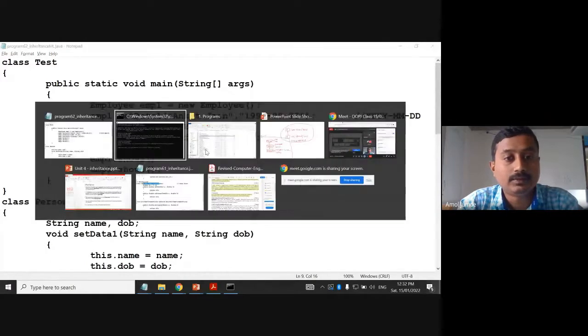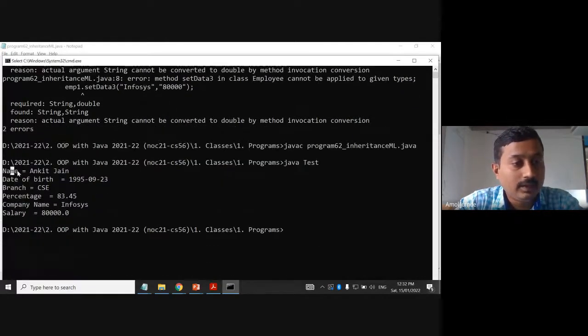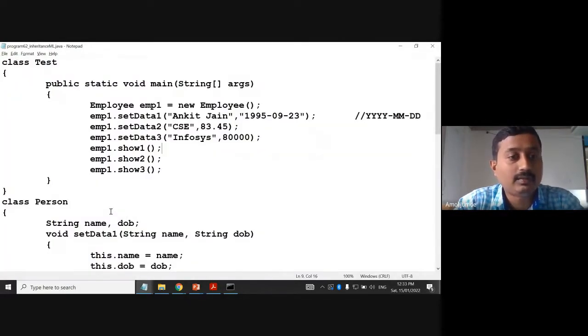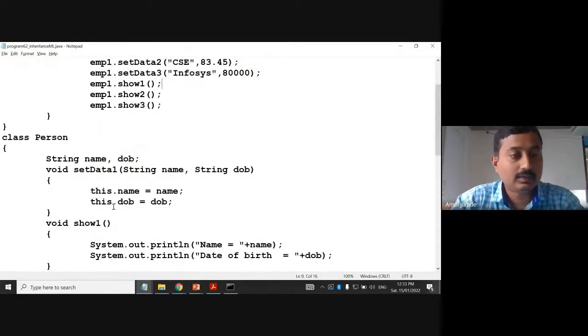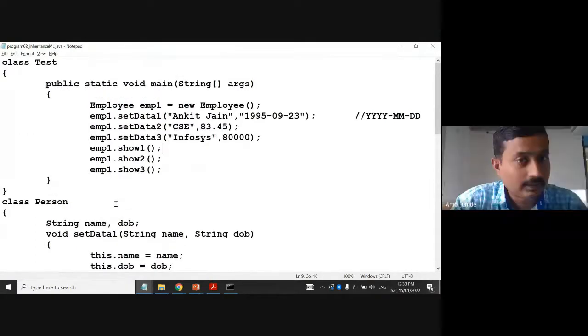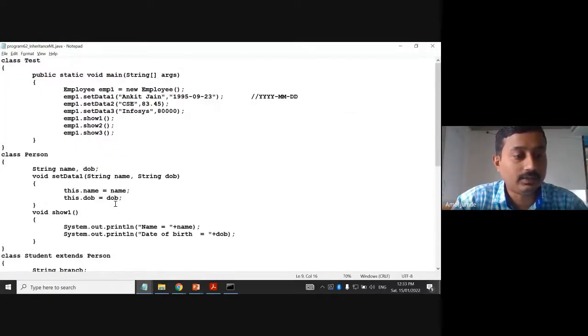Okay, so java test. Name Ankit Jain, date of birth, branch, percentage, company name, and salary. Okay. Example. Have you got the example? Yes, sir. Okay. Through inheritance, we try to achieve the is-a relationship. This line you remember.